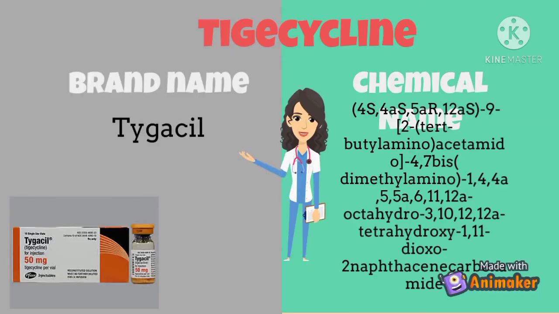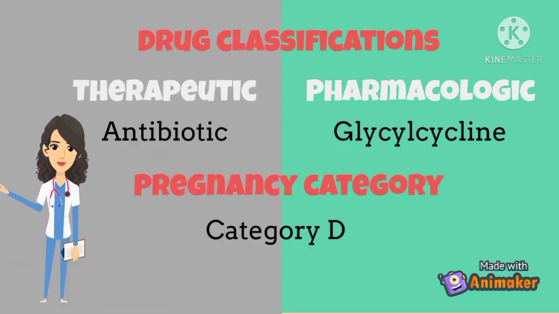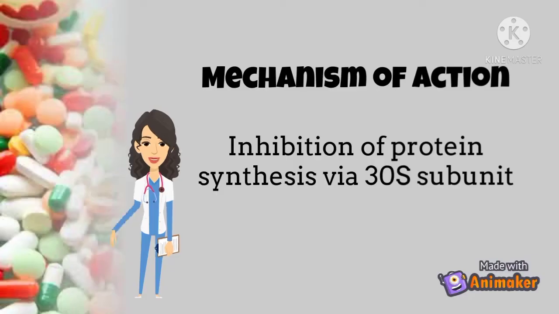Let's come now to my fourth and last class, Tigecycline. My brand name is Tigecycline and my chemical name is too lengthy and complicated. For my drug classifications, for therapeutic, I am an antibiotic. For pharmacologic, I am a glycylcycline. And my pregnancy category is pregnancy category D. My mechanism of action is inhibition of protein synthesis by the 30S subunit.